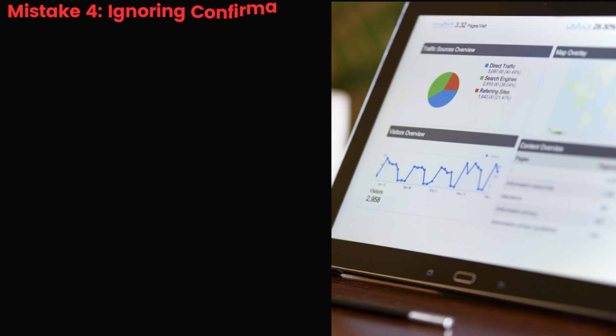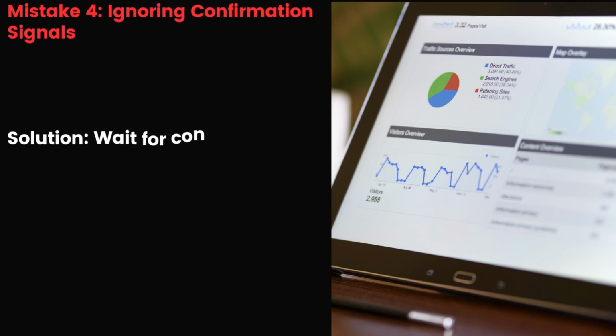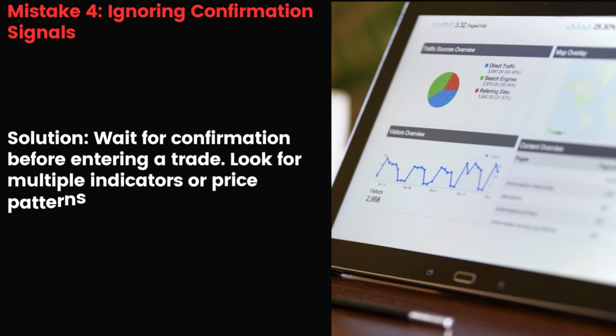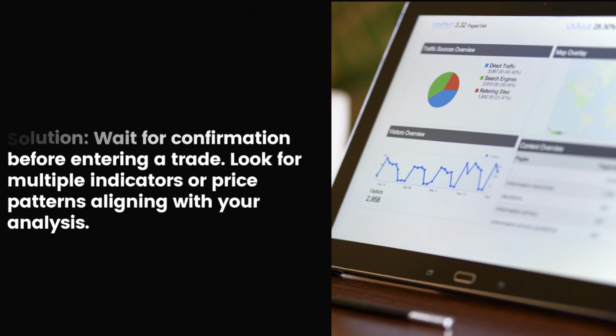Mistake 4: Ignoring confirmation signals. Solution: wait for confirmation before entering a trade. Look for multiple indicators or price patterns aligning with your analysis.